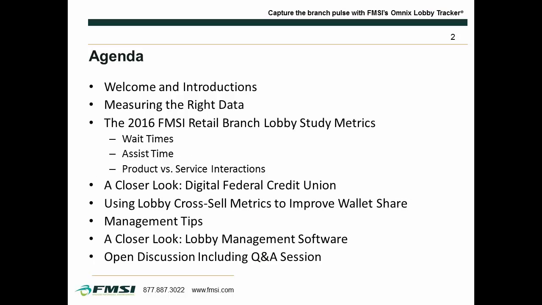Today we're going to start off by talking about the right data and measuring that. We're then going to move on to the 2016 FMSI Retail Branch Lobby Study metrics, which include wait times, assist times, and product versus service interactions. We're then going to take a closer look at Digital Federal Credit Union and how they're using lobby management software to help improve their retail branch and performance.